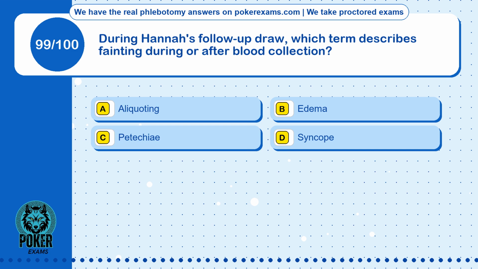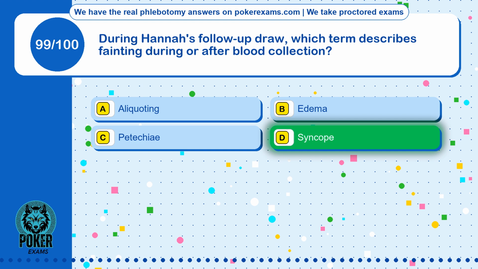Question 99. During Hannah's follow-up draw, which term describes fainting during or after blood collection? Option A, aliquoting. Option B, edema. Option C, petechiae. Option D, syncope. The correct answer is option D.